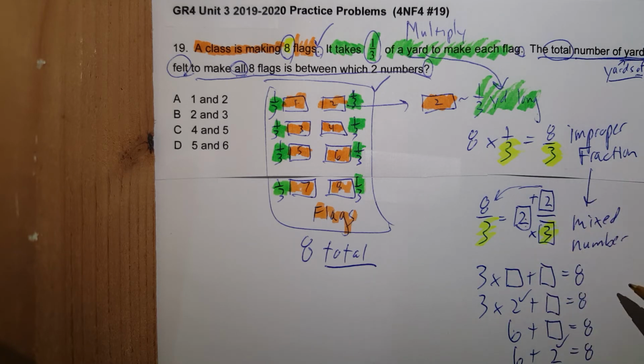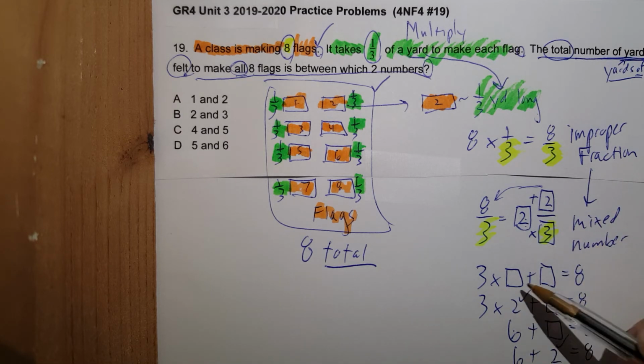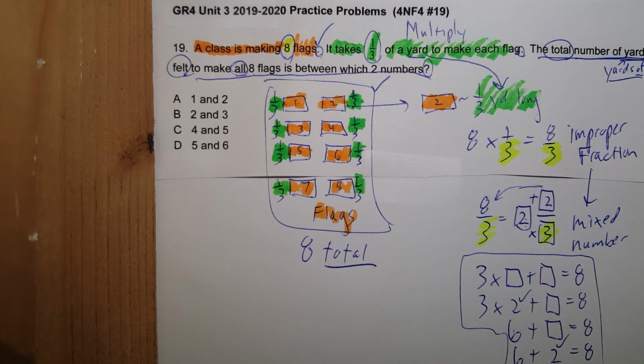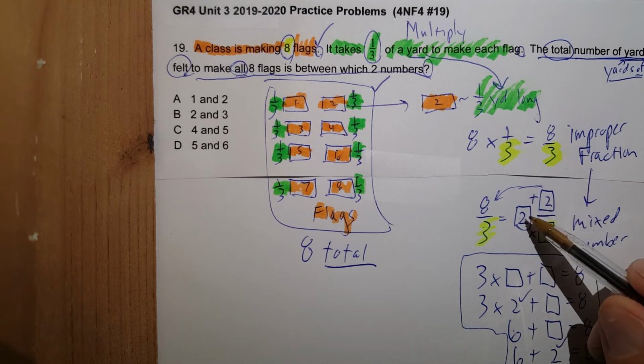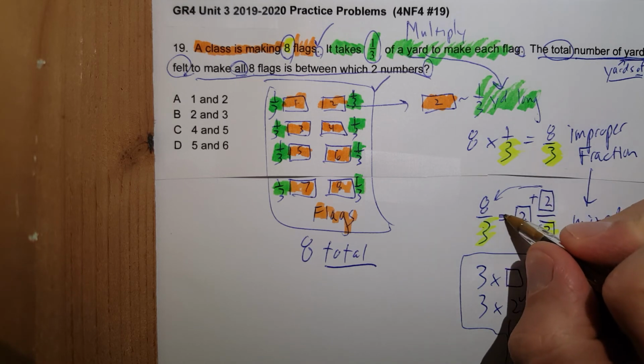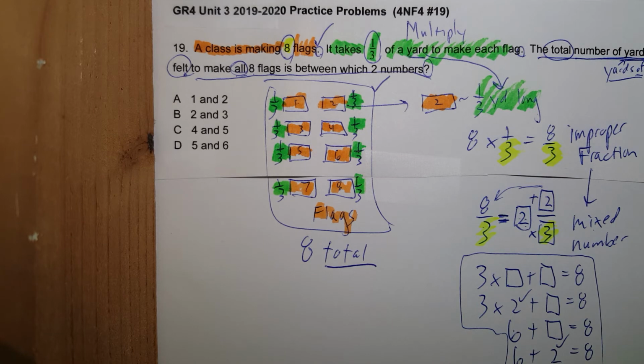Okay, these just take practice. If you can divide, you can go a little faster, but a lot of my students are still learning how to multiply, so we go this route. All right. Again, improper fraction to mixed number. Mixed number to improper fraction, you go 3 times 2 plus 2. 3 times 2 is 6. 6 plus 2 is 8. These two are exactly equal to each other.